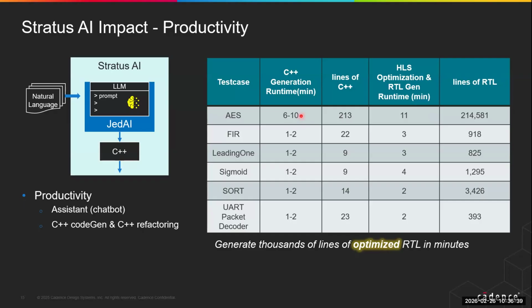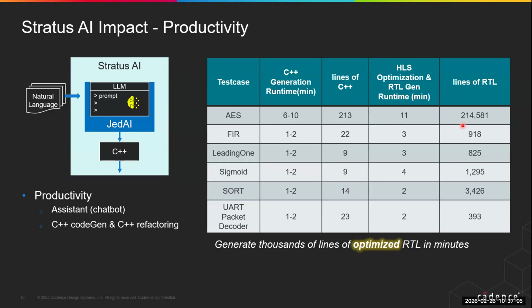And the generation times are pretty quick. 6 to 10 minutes for this AES. I'm not sure why there's a range. I think the range is that sometimes it takes longer than other times, and that's just the nature of LLMs. But you can see we're literally talking minutes to generate these functions. Lines of code in C++ when describing functionality is fairly compact, so you'd expect to see that.